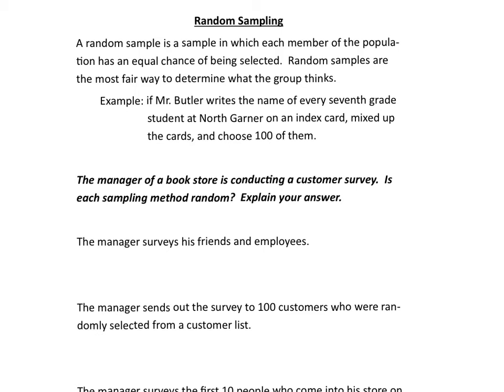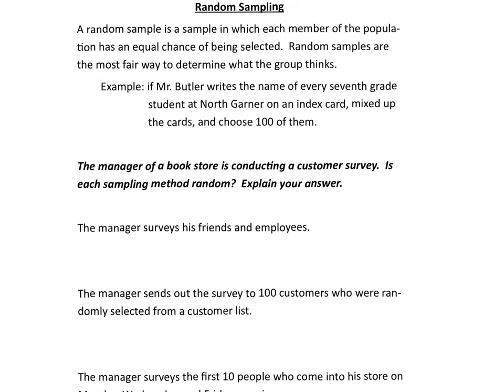So an idea might be if Mr. Butler writes the name of every 7th grade student at North Garner on an index card, mixes up the cards and chooses 100 of them. Or to relate it back to Adams Middle School, puts the name of every student on an index card and picks 200 of them. Each person's name was on an index card, so each person had an equal chance of being picked. Therefore, it's a random sample.